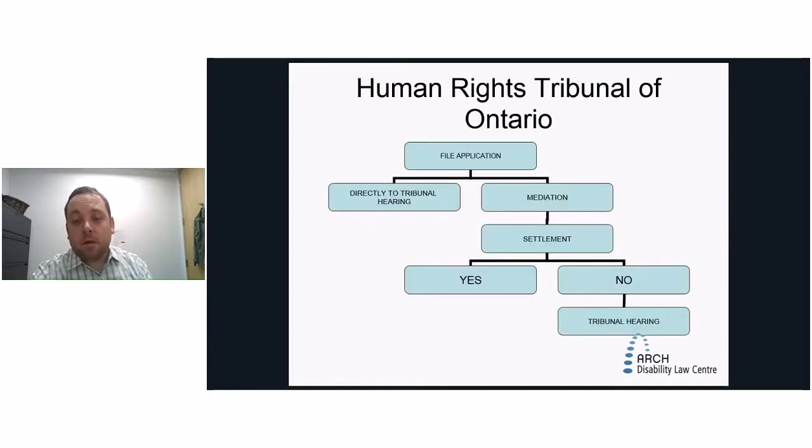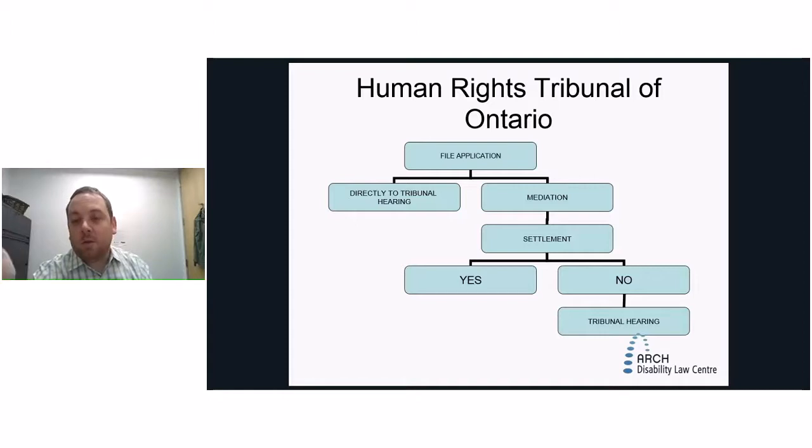So here is just a brief summary of what an application to the Ontario Human Rights Tribunal looks like. You file an application. The other side gets an opportunity to respond. Then there's an opportunity to reply. There's several sort of exchanges of documents, and then there's the opportunity to mediate. And we always recommend doing mediation because that sort of short circuits the whole process.